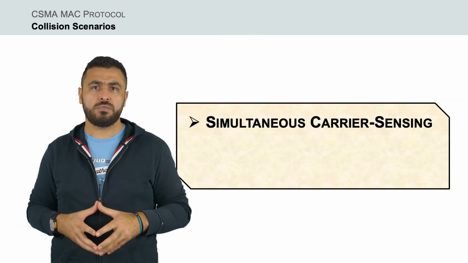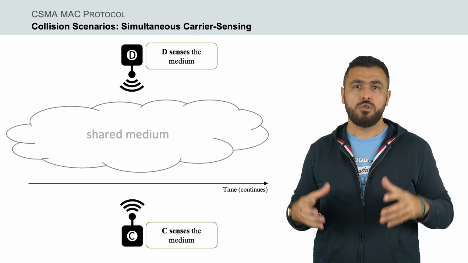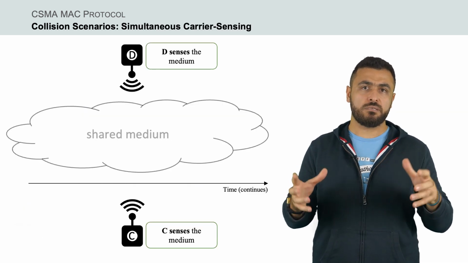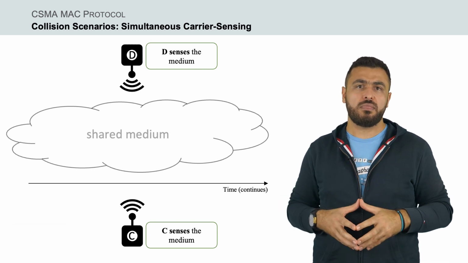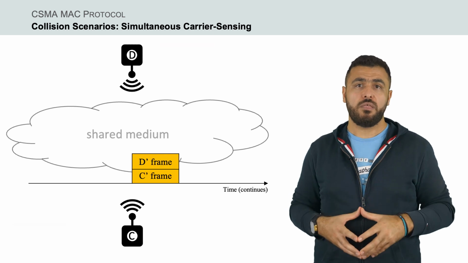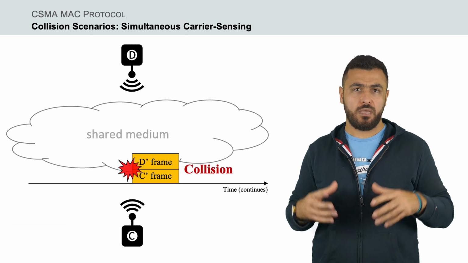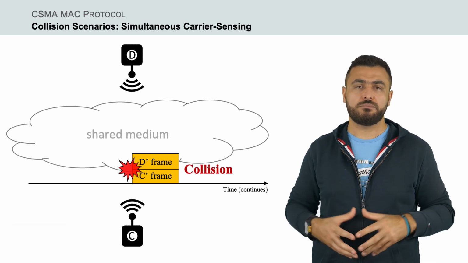The first scenario is related with the simultaneous carrier sensing. For example, two nodes perform the carrier sense mechanism and detect that the shared channel is idle at the same time, and therefore they both start frame transmission simultaneously. As a result, there might be a collision.